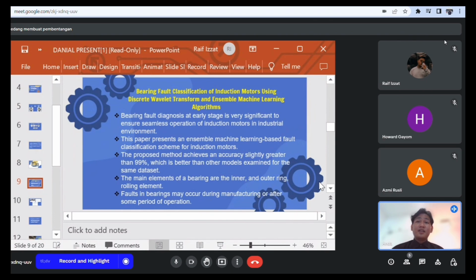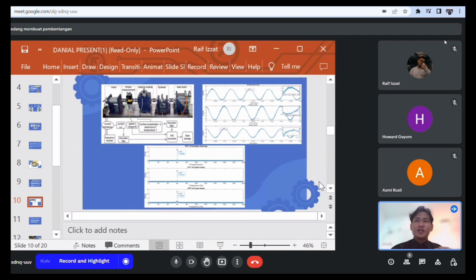The main elements of a bearing are the inner and outer rings and lastly the rolling elements. Faults in a bearing may occur during manufacturing or after some period of operation. That's all about faults. Next.